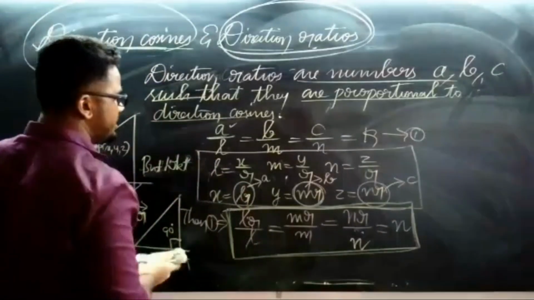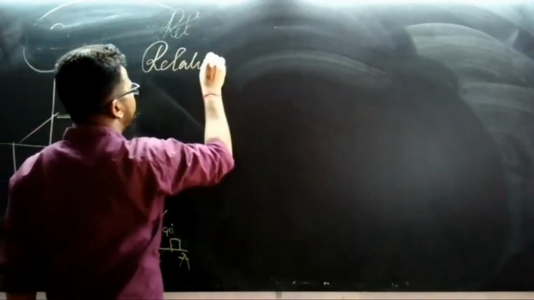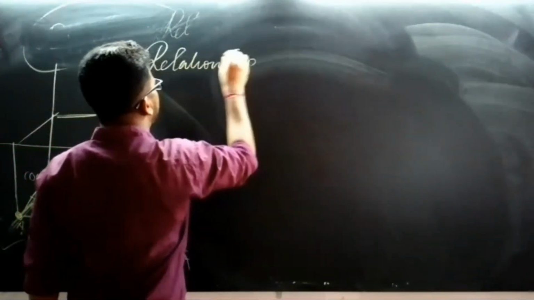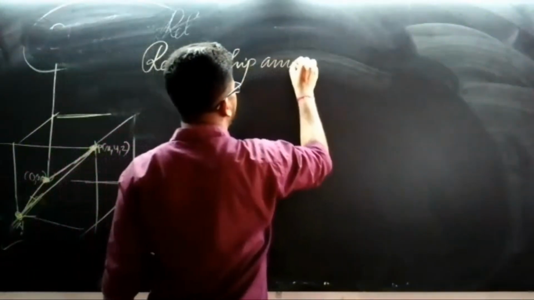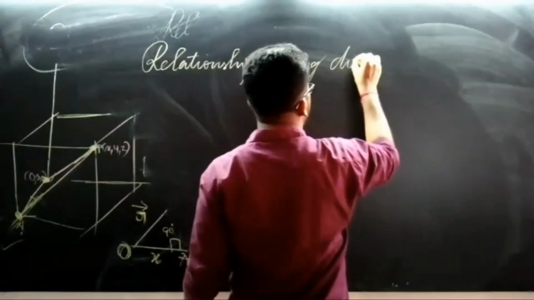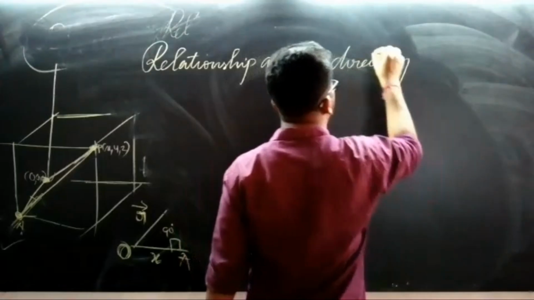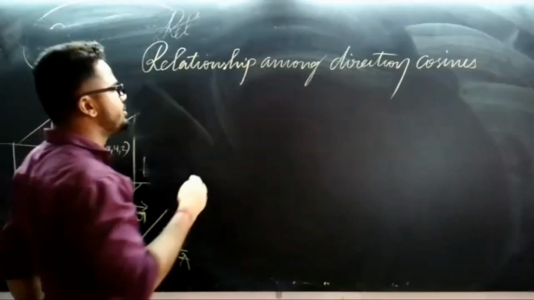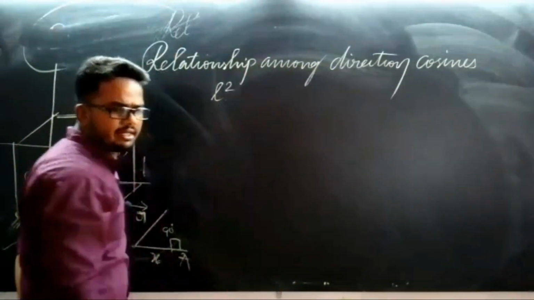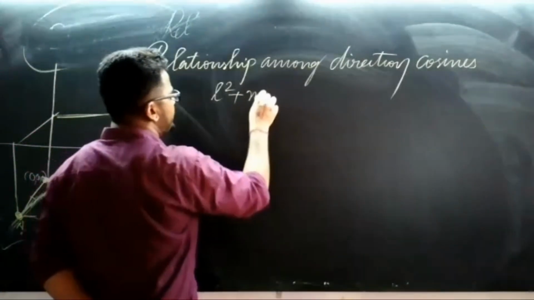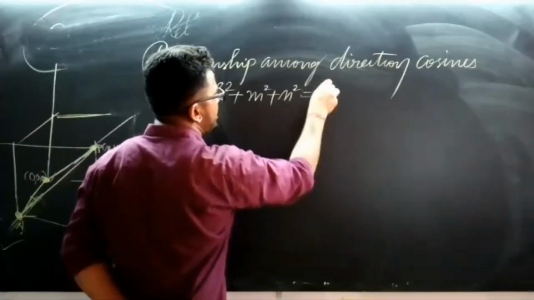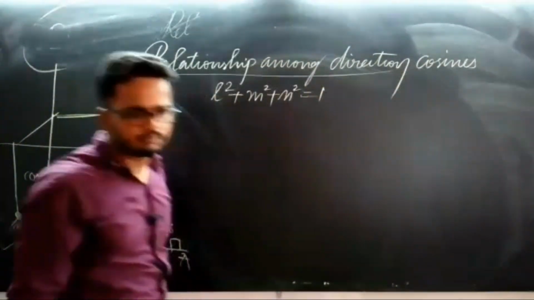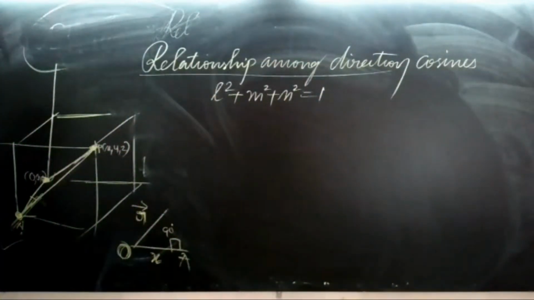Relationship among direction cosines. What direct relationship does it give, do you know? So he says l square plus m square plus n square will always be equal to 1. Always l square plus m square plus n square will be equal to 1.